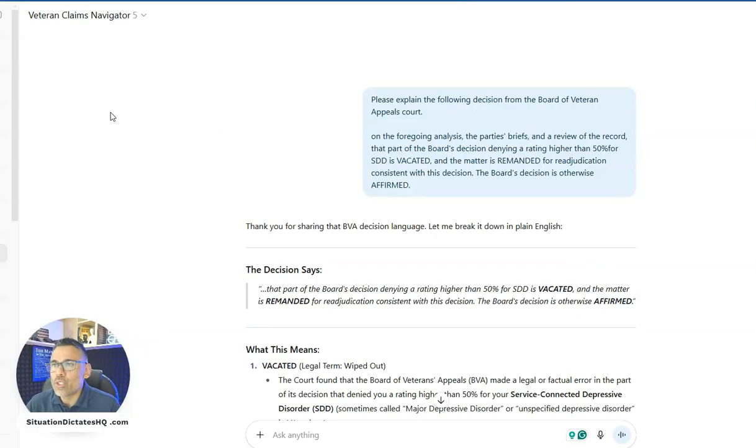Okay, I am using my Veteran Claims Navigator that I created, and I went ahead and just put in, please explain the following decision from the Board of Veterans' Appeals court. And the part that I had copied, I went ahead and pasted right here. I had to do some cleanup. So when you copy and paste it, just like I did previously, there's going to be some spacing that you're going to need to fix when you do that copy and paste. So here is what this means.